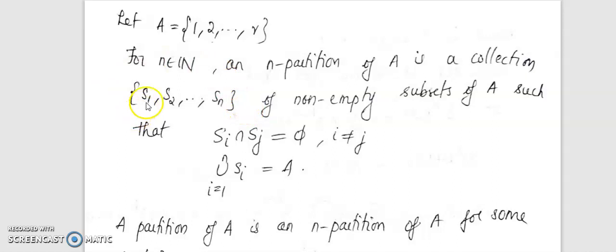Now we can choose S1, S2, ..., Sn in many ways. So the restriction on Si is that all the Si must be non-empty, and these two conditions are there. So in this way you can find different n-partitions for the set A.